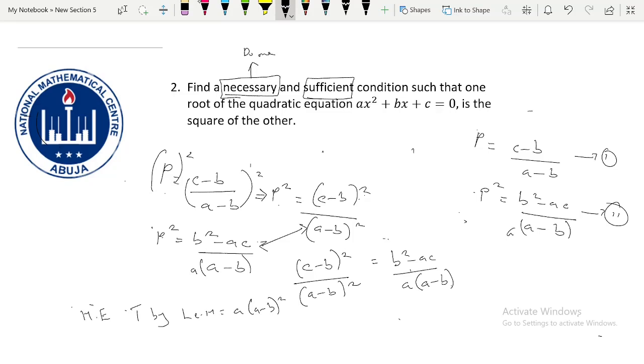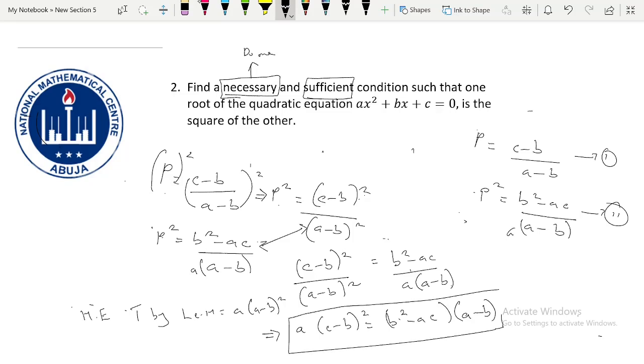So when you multiply by the LCM, you have something like a into (c minus b) squared equals (b squared minus ac) into (a minus b). So this is the relationship between the variables a, b, c. So this is a relationship, and this is our necessary condition.